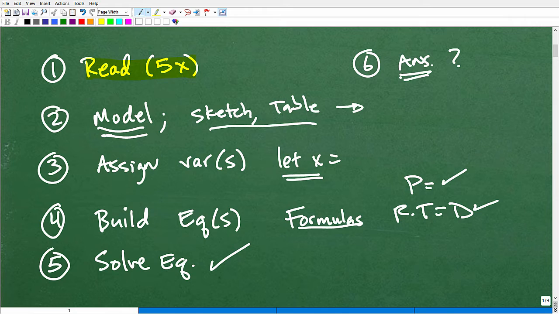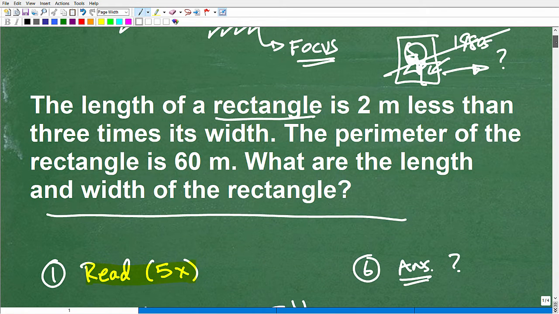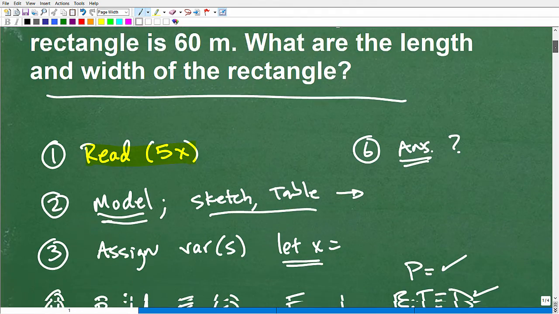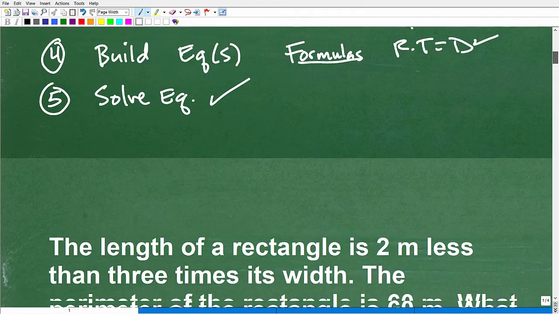All right, now for those of you out there who think you can now solve this problem with these steps, here it is. There's the problem again, if you want to pause the video and try it. Okay, so let's get into it. I'm going to solve this now.